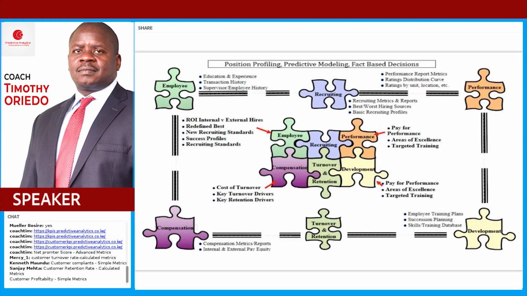Then we go to turnover and retention. If an employee is not performing according to task, you need to exit them. If they are looking for another position, how do you retain them? The best employees, you make sure they stay with you, but the weak ones, you make sure that they exit because they're going to be a cost to the organization. Then the final part is about compensation.